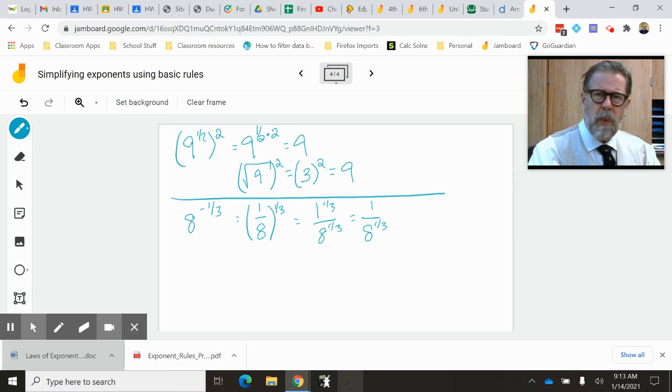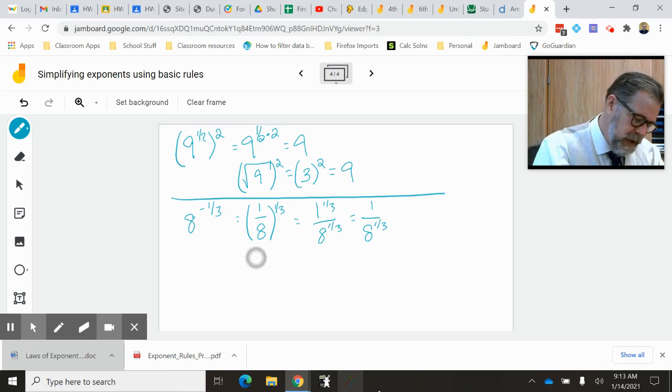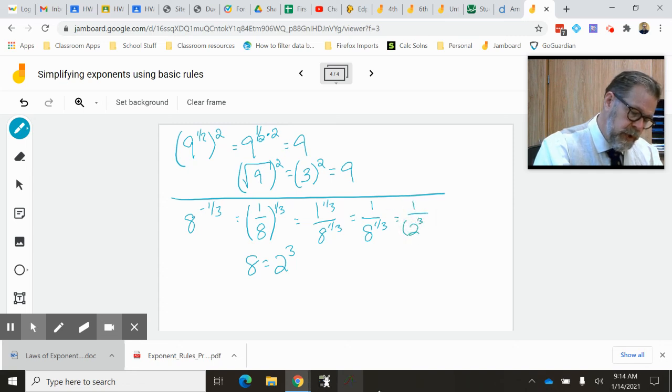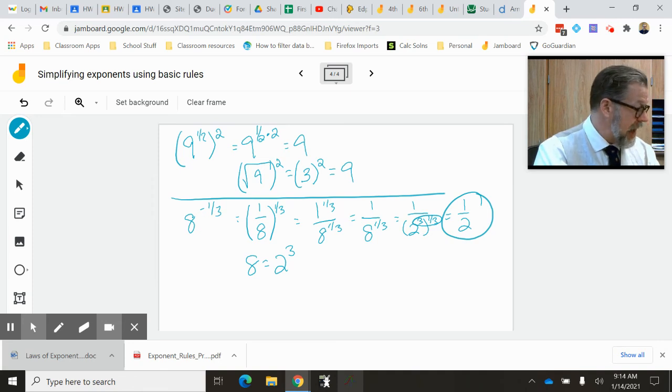Well, here's where I recognize that 8 is a power of 2. And being able to write numbers as the smallest possible power, the prime power, can be helpful because now what I have is 2 cubed to the 1/3. Well, hey, look at that. 3 times 1/3 is 1. 8 to the negative 1/3 is actually 1/2. All right.